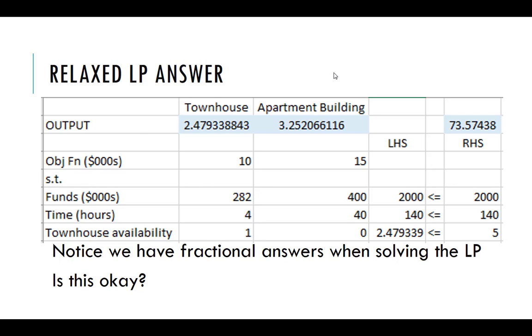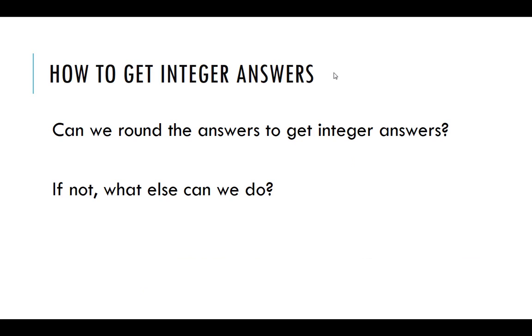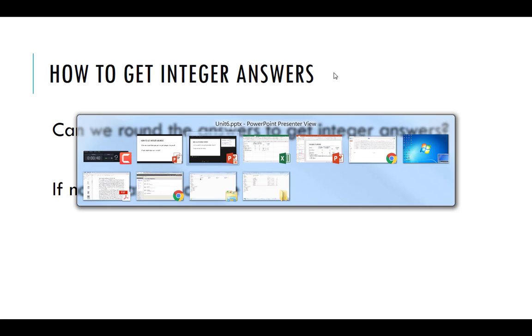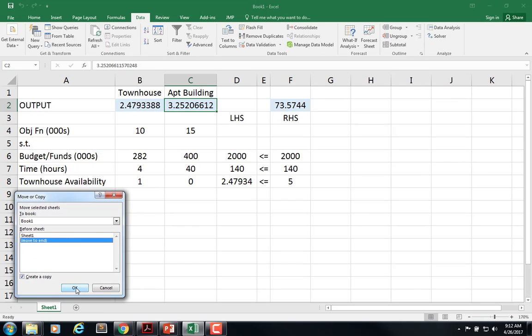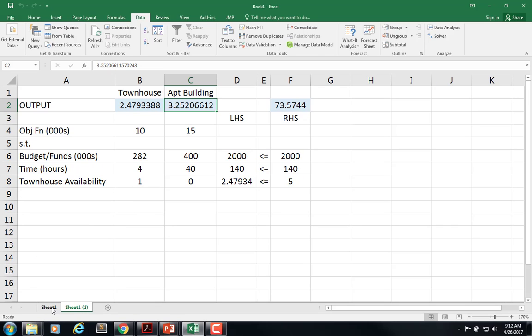So now the question is, can we round the answers to get integer answers? So can we round those fractions to integers? If not, what else can we do? So let's go back. I'm going to do something crazy here. I'm going to take what we solved and copy it, move it to the end, right? So this right here is the LP solution, and this is our rounding solution. So there are different ways to round this, right?